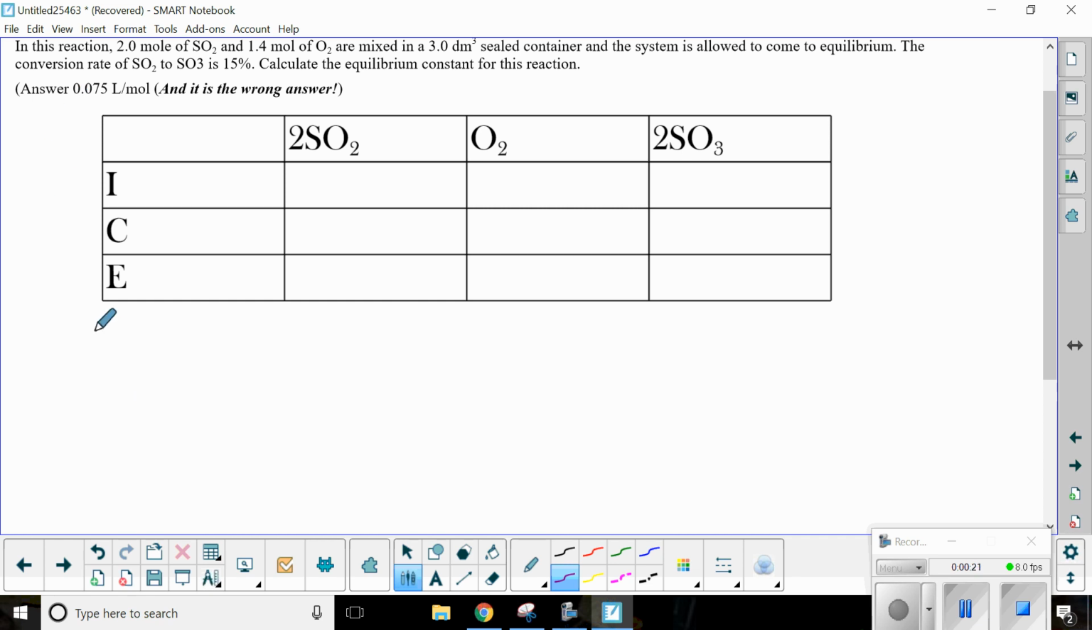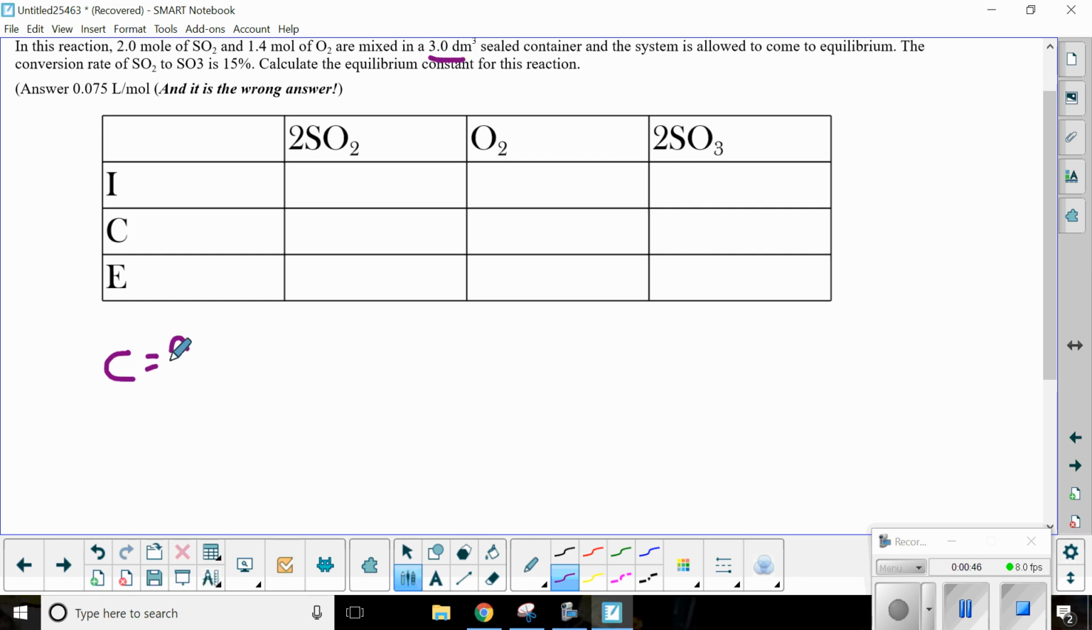So this problem says 2 moles of SO2, 1 mole of O2 are mixed in a 3-liter sealed container, and the system is allowed to come to equilibrium. The conversion rate of sulfur dioxide to sulfur trioxide is 15%. Calculate the equilibrium constant for this reaction. So where they messed up in the book is they forgot they had a 3-liter container.